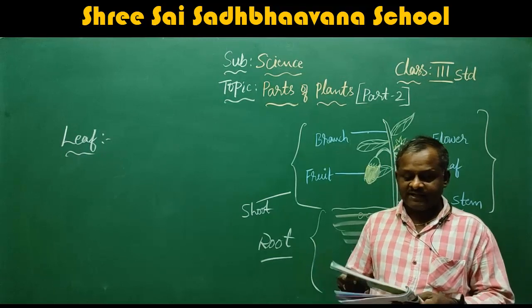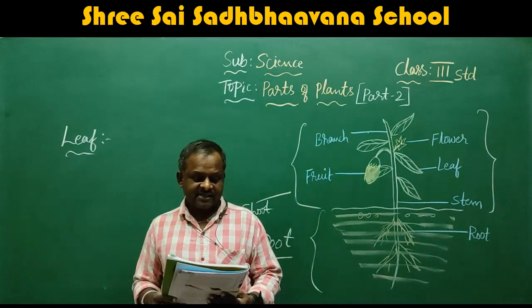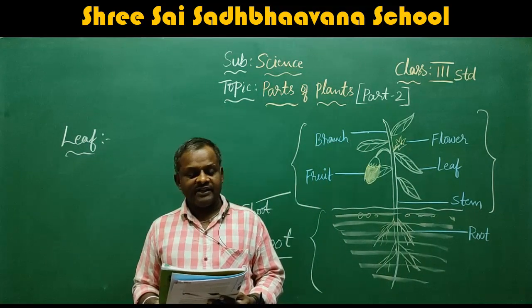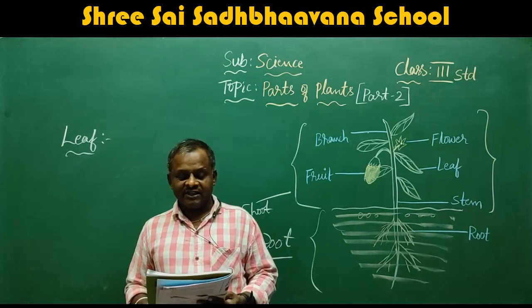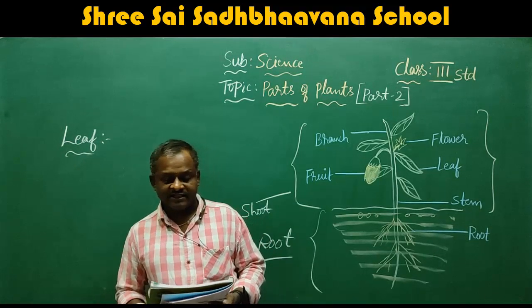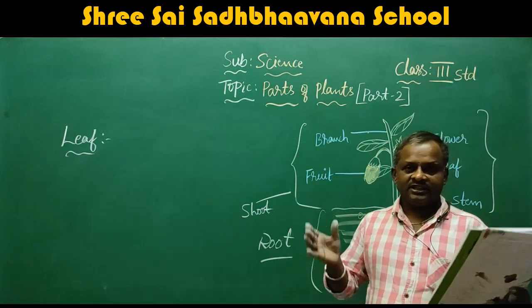I have explained everything, and also what the stem is. The stem grows above the ground. It holds the plant upright and supports its branches also. The stem of the neem and coconut trees are hard. They are called trunk.